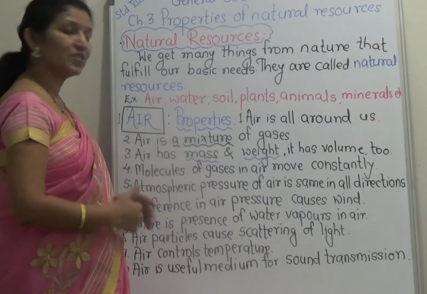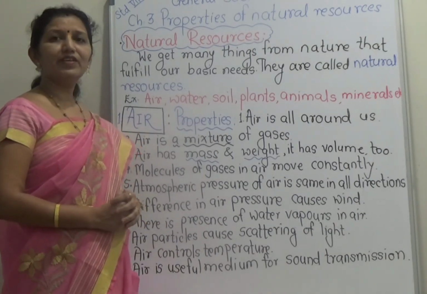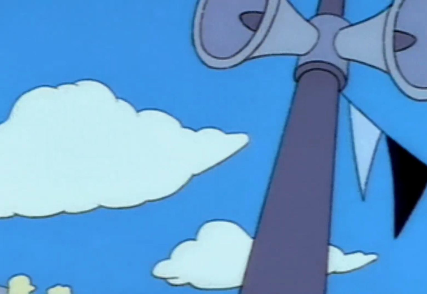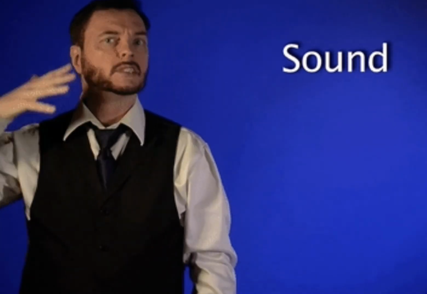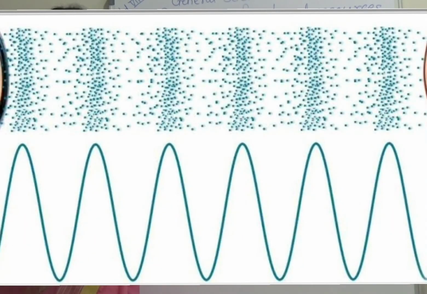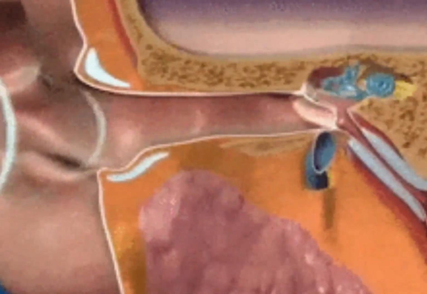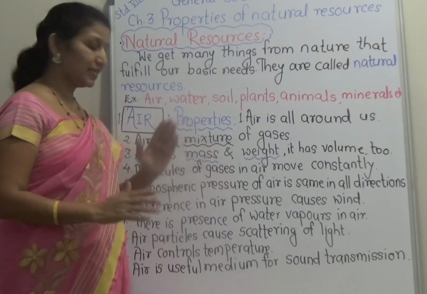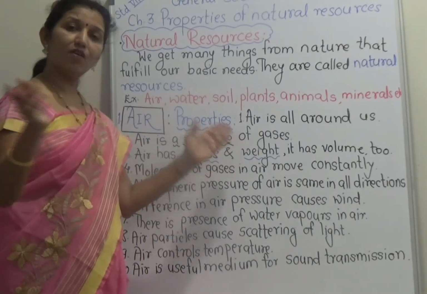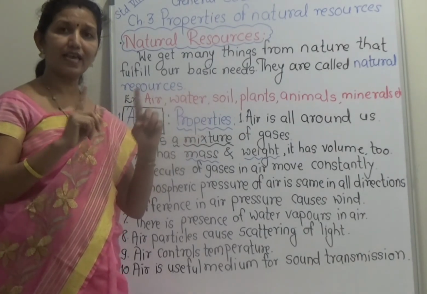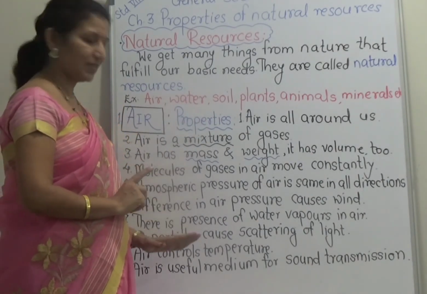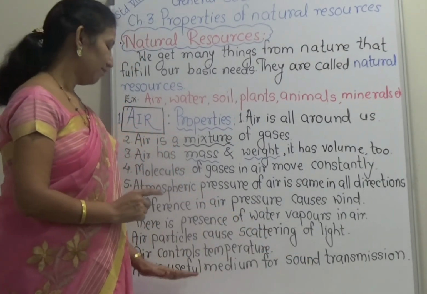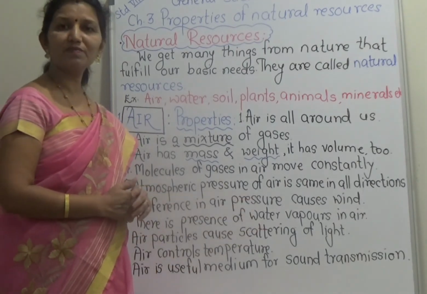Then, air is a useful medium for sound transmission. We know that air is all around us, and for sound production and transmission, a medium is required. If there is no medium, there will be no sound production. In vacuum, there is no sound production. But as air is everywhere around us, there is transmission of sound. This is the main medium that is useful for transmission of sound.